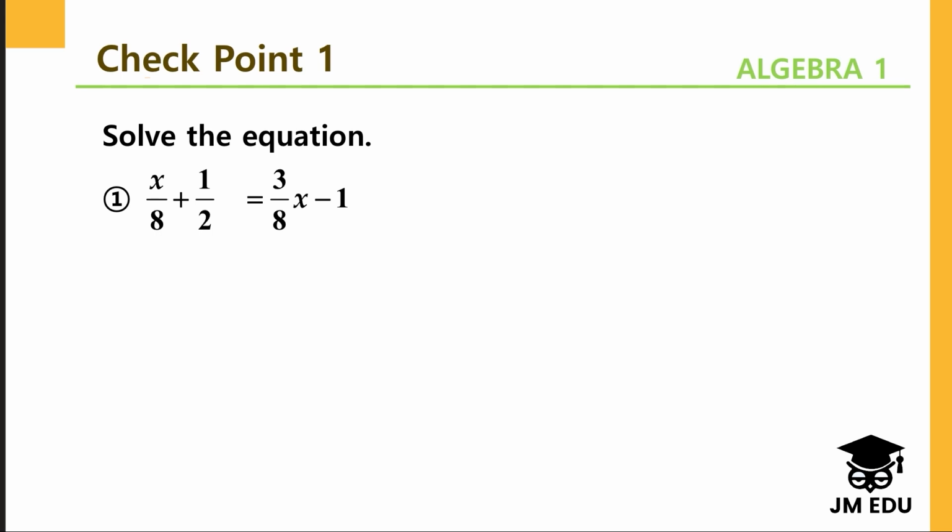In this video, we're going to solve complicated linear equations. For number 1, when you look at the question, some of the terms are in fraction form, right? So first thing we have to do is we have to remove all the numbers in denominator. What we can do is we can multiply both sides of the equation by the least common multiple.